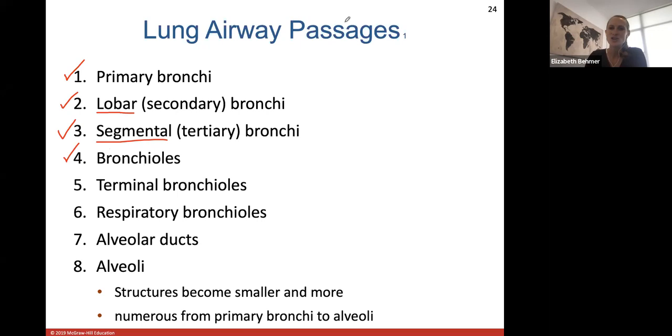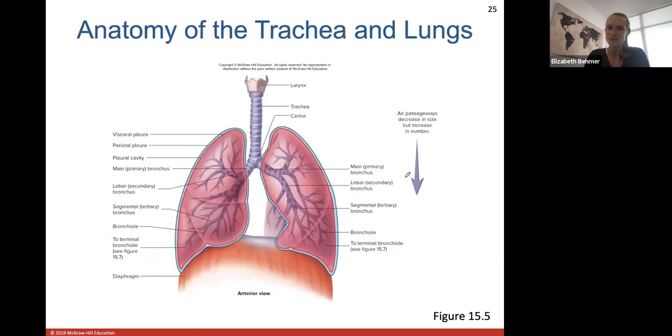Bronchioles terminate in terminal bronchioles, which end in respiratory bronchioles. And eventually we get down to what we call alveoli, which are the structures where gas exchange actually occurs. The alveoli look like clusters of grapes. They're very numerous, and the alveoli are specifically where gas exchange will occur. So here we have the anatomy of the trachea and the lungs, showing how the trachea splits at an area called the carina into primary bronchi.